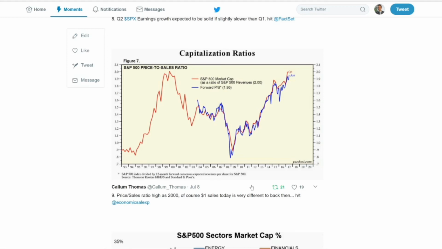But the point about $1 of sales being different today, well, there's a couple of factors that are direct and indirect. So the first one is the profit margin. Profit margins are generally quite a bit higher today, so a lot more of that sales actually goes through to earnings, which is what ultimately matters.